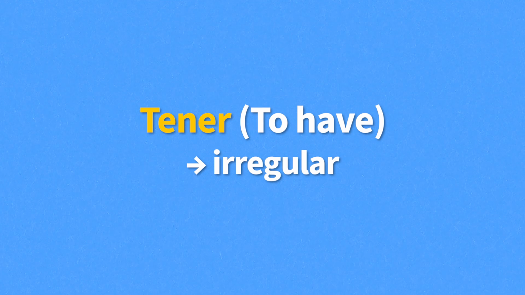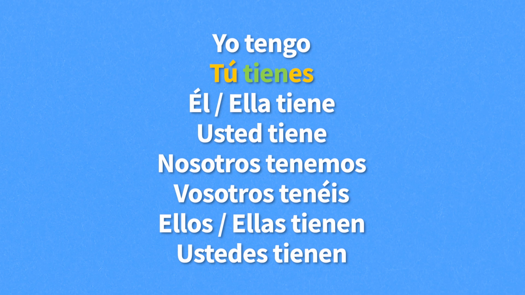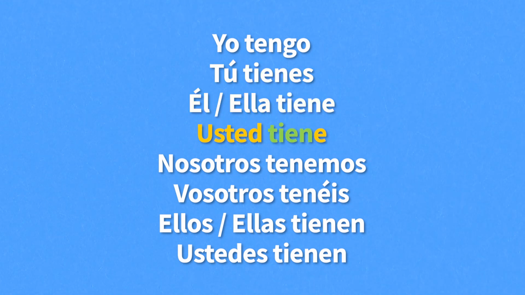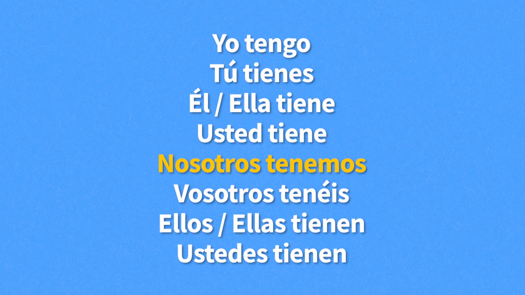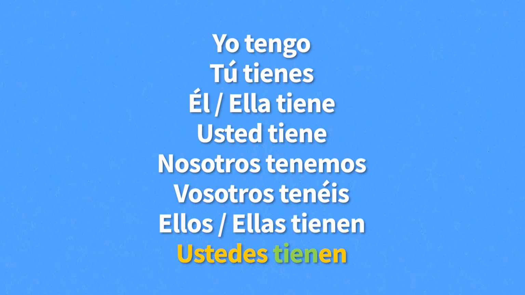The verb tener, to have, is extra irregular. Let's take a look at the whole conjugation. Yo tengo, tú tienes. Él, ella tiene. Usted tiene. Nosotros tenemos. Vosotros tenéis. Ellos, ellas tienen. Ustedes tienen.